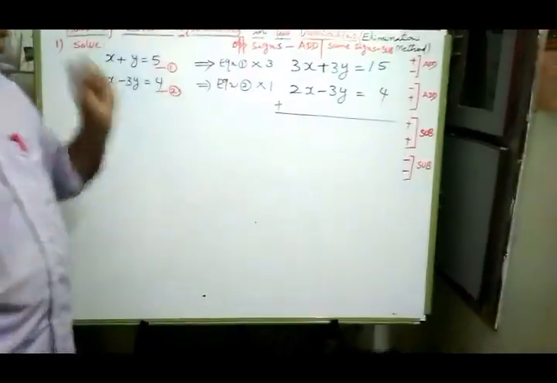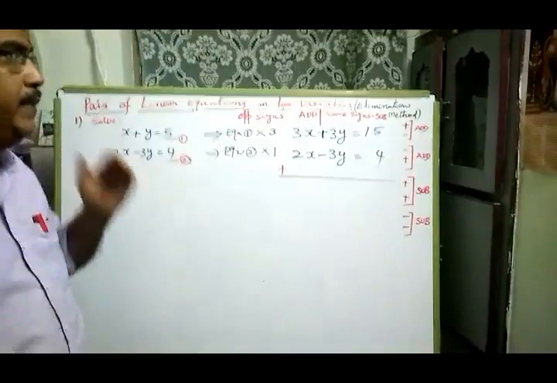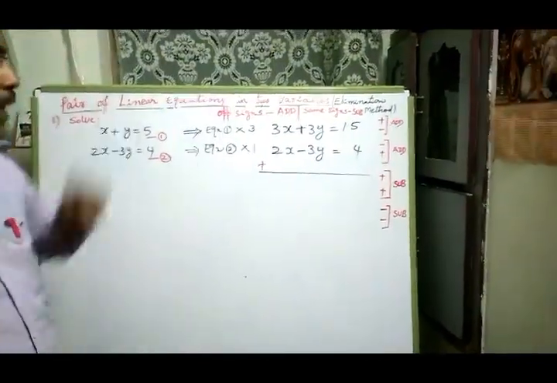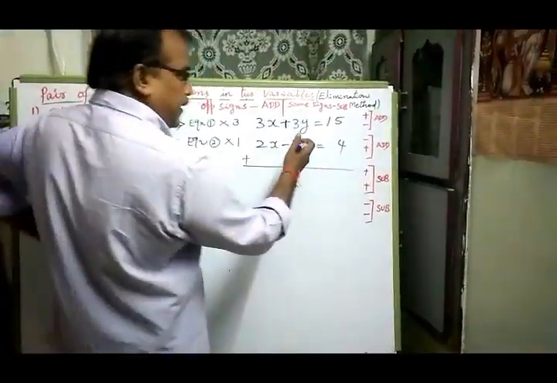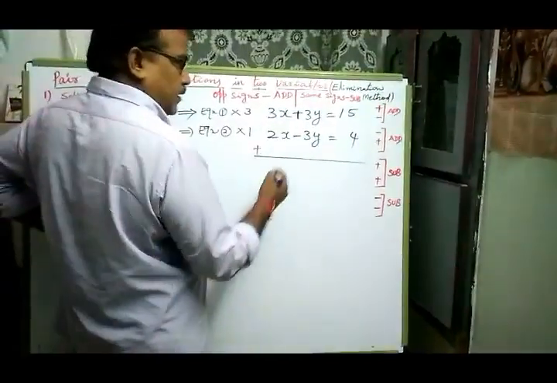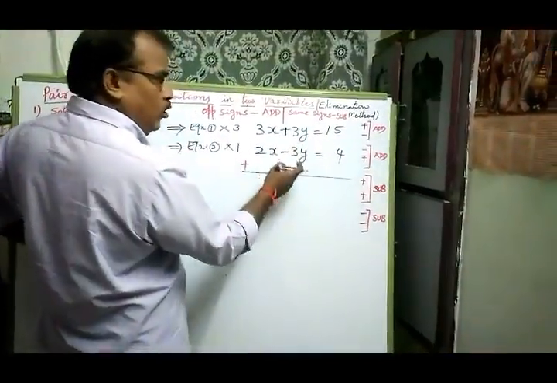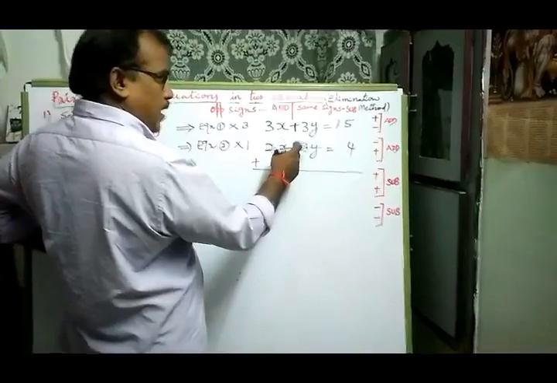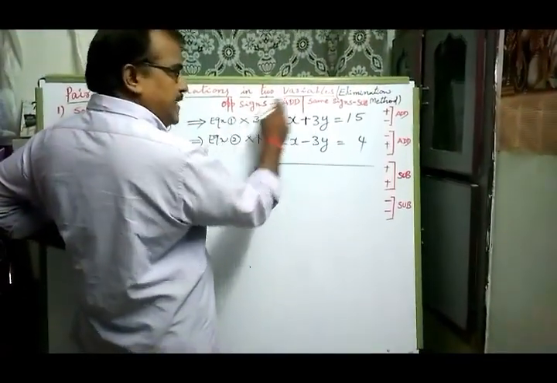Now, how to solve? First, this method is called the elimination method. Elimination in the sense of remove. So we have to eliminate the minus y. How to eliminate? Plus and minus, opposite signs, add.